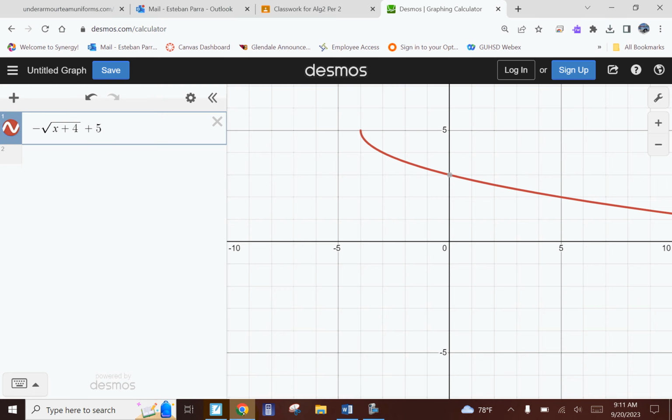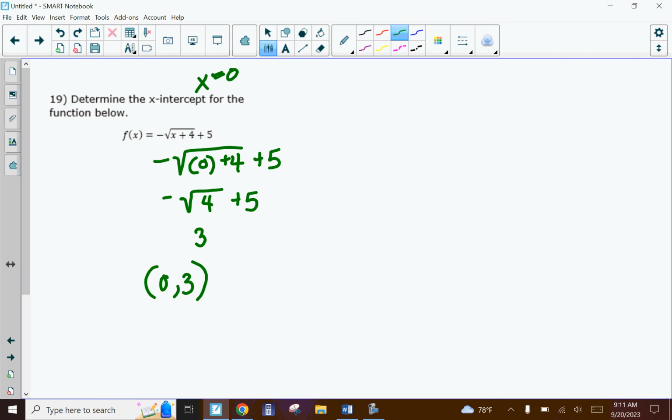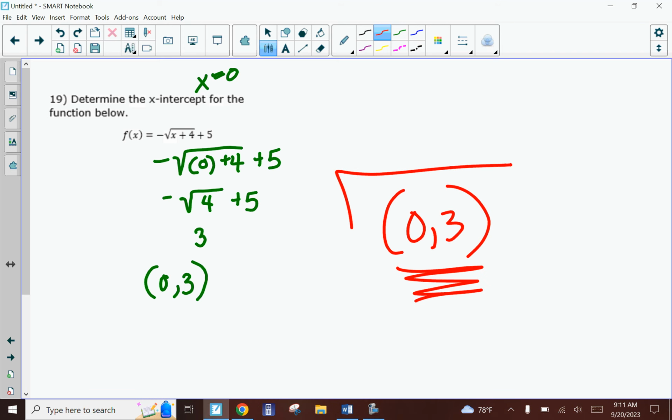So the intercept is going to be anywhere it touches the y-axis. So you can see that that answer is still (0, 3). So either way you do it, the final answer is going to be (0, 3). Now, a lot of people on the test got this wrong because they told me the k value. That k value is just the y point of the starting point of the shape. So that's not what we're looking for.